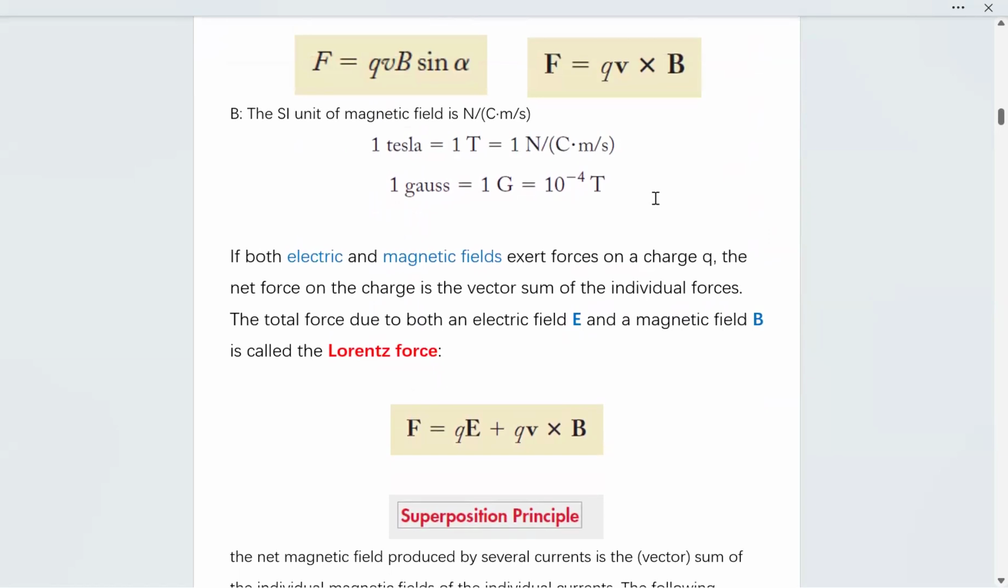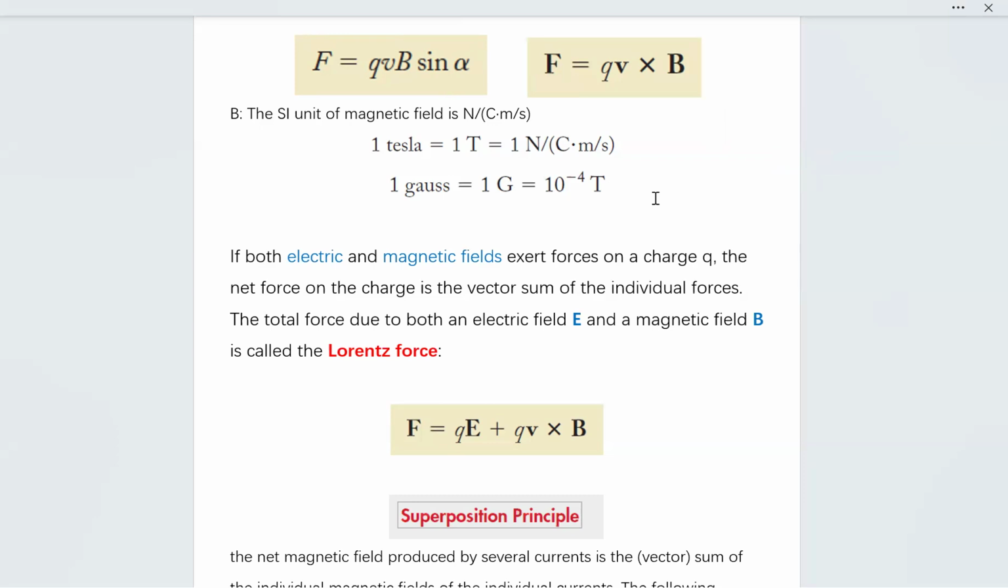This is the formula for magnetic force. Q represents the charge, V represents velocity, and B represents the magnetic field. V and B are both vectors, therefore F will be a vector, and Q is just a scalar value of your charge.